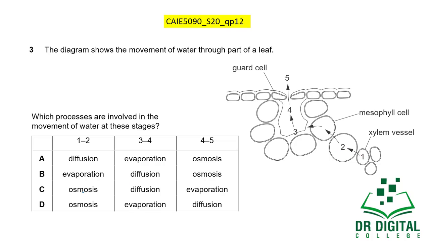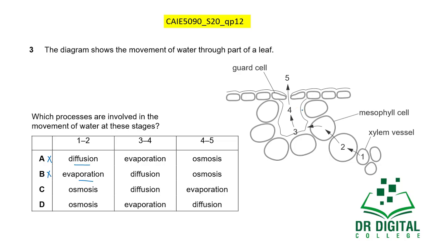So this can be osmosis, because water is moving from one type of cell to another type of cell. So A is wrong, B is wrong, because they are saying this 1 and 2 is diffusion or evaporation. So both of them are wrong. Okay, 3, 4. Is it diffusion or is it evaporation? So you know that this is the moist layer. From the moist layer, this water is moving away from the cell into this air space. Okay, and so this process should be evaporation.